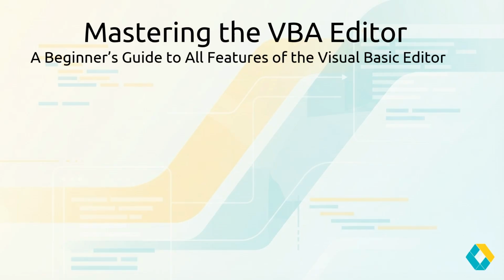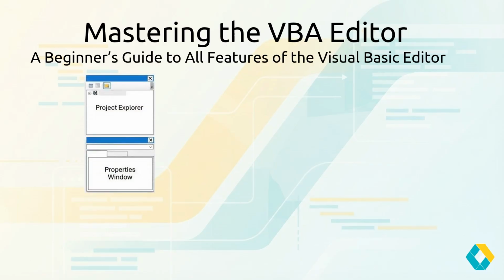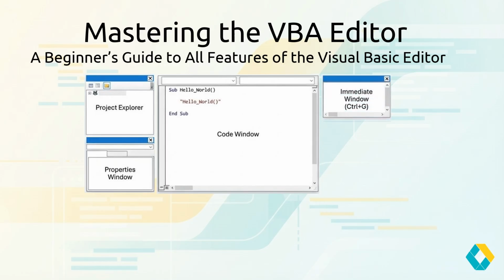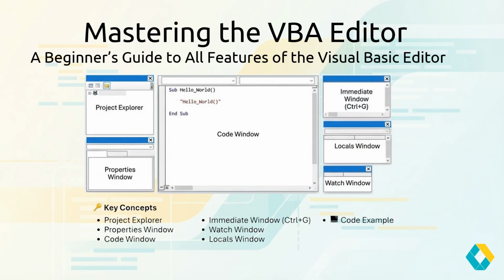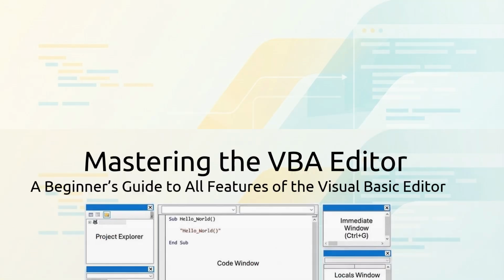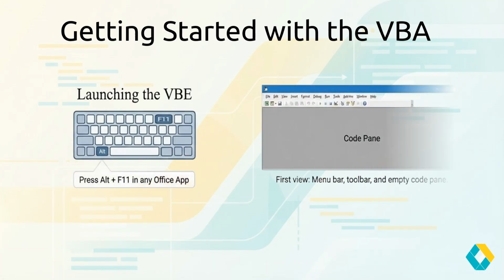Learn the key parts of the Visual Basic Editor: Project Explorer, Properties window, Code window, Immediate window (Ctrl G), Watch and Locals windows. Understand how to write, run, and debug VBA code efficiently. Launching the VBA Editor. Press Alt plus F11 in any Office application to open the Visual Basic Editor.